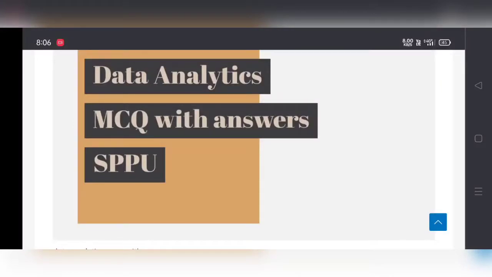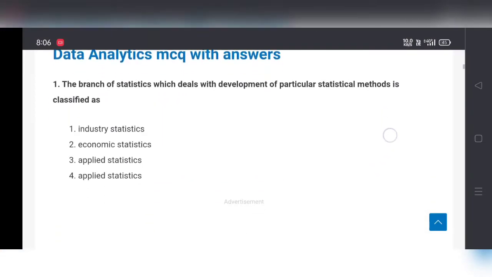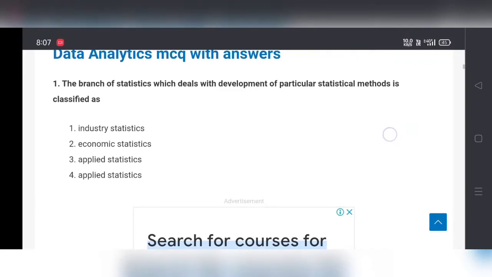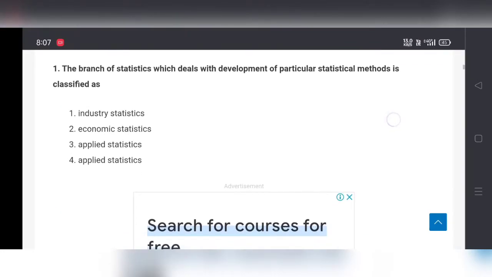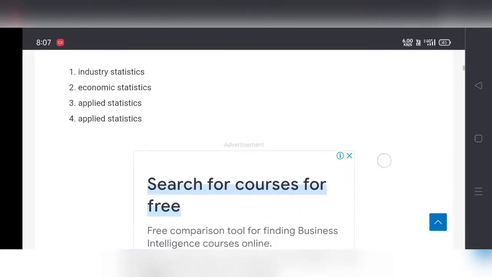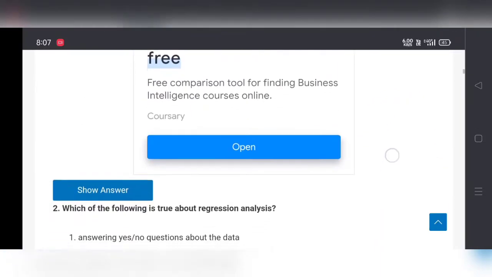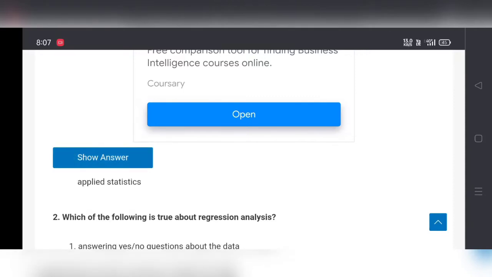So, friends, now we'll start some MCQ questions of data analytics in this session today. First question: the branch of statistics which deals with development of particular statistical method is classified as? The answer is applied statistics. ठीक है?